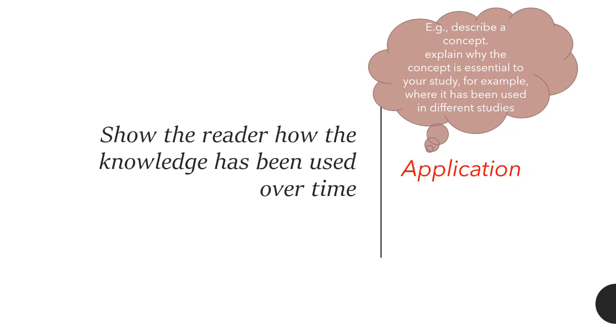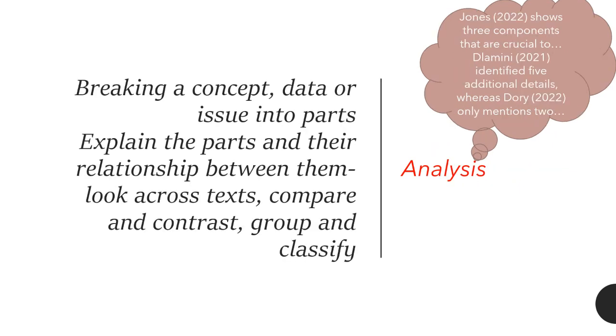So, for instance, if you describe a concept, explain why the concept is essential to your study, for example, where it's been used in different studies, you are working on an application level. When we're working on an analysis level, we're breaking a concept or data in parts. We explain the parts and then, very importantly, the relationship between them, looking across text, comparing, contrasting, grouping, and classifying.